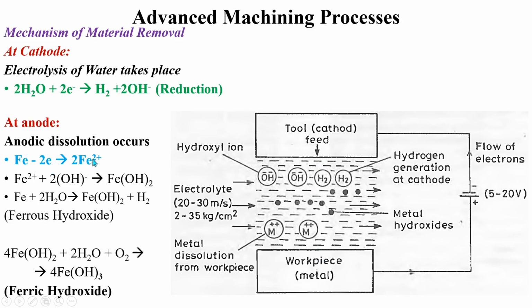Sometimes the released metallic ions react with the hydroxyl ions released during the reduction reaction to form metallic hydroxides. Here ferrous hydroxide is formed because of the reaction between the metallic ion and the hydroxyl ion formed during the reduction reaction. This ferrous hydroxide can again react with water and oxygen to form ferric hydroxide. So these are the products of reaction that happen during the electrochemical machining process.